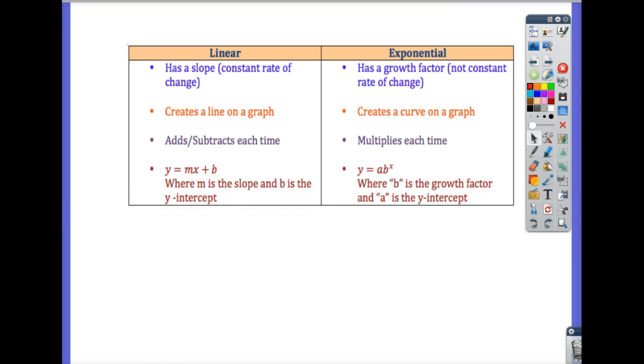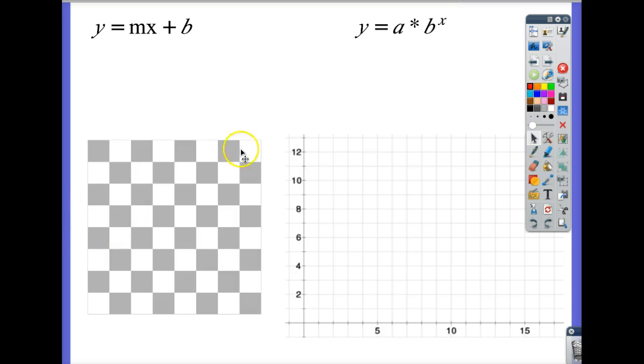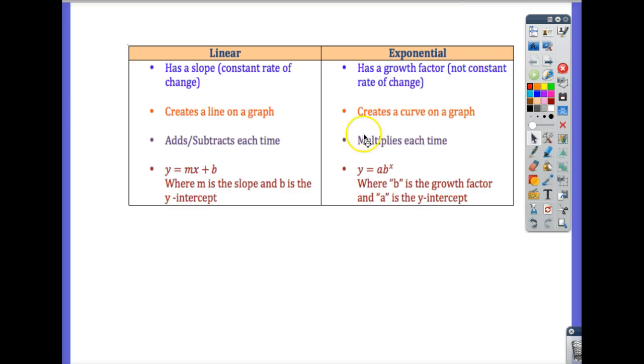Let's use the example that we've been using, which is the rice on the chessboard. In the video that you saw, we started with 1 and it doubled each time. 1 times 2 is 2, times 2 is 4, times 2 is 8, times 2 is 16, times 2 is 32, 64, etc. So that's what we mean by exponential multiplies each time, whereas linear adds or subtracts each time.